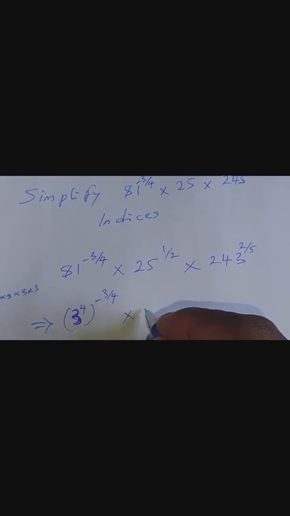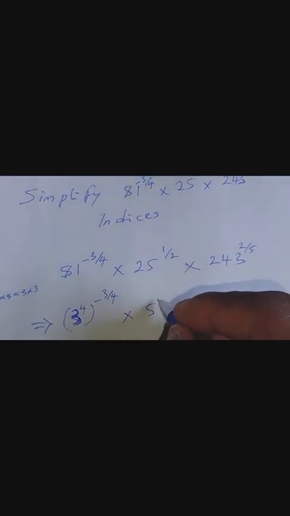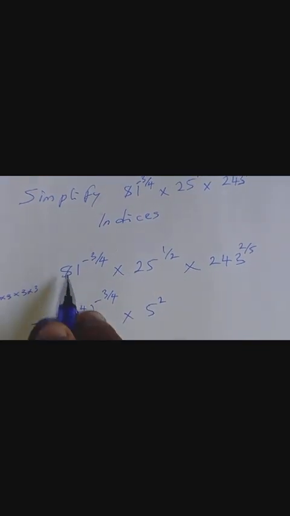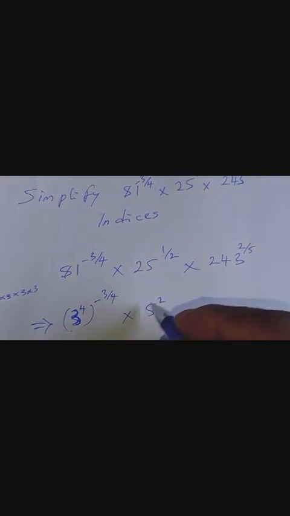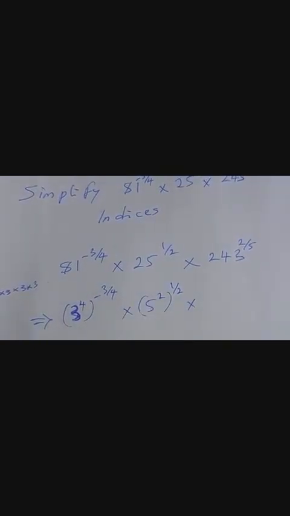Now let's move to 25. The perfect square root of 25 is 5, because 5 times 5 is 25. That's 5 multiplying itself twice, and that's 5 squared. 5 squared will give you 25, just as 3 raised to power 4 gives you 81. So all in brackets, with the real power of it, 1 over 2. So that's dealing with 5.